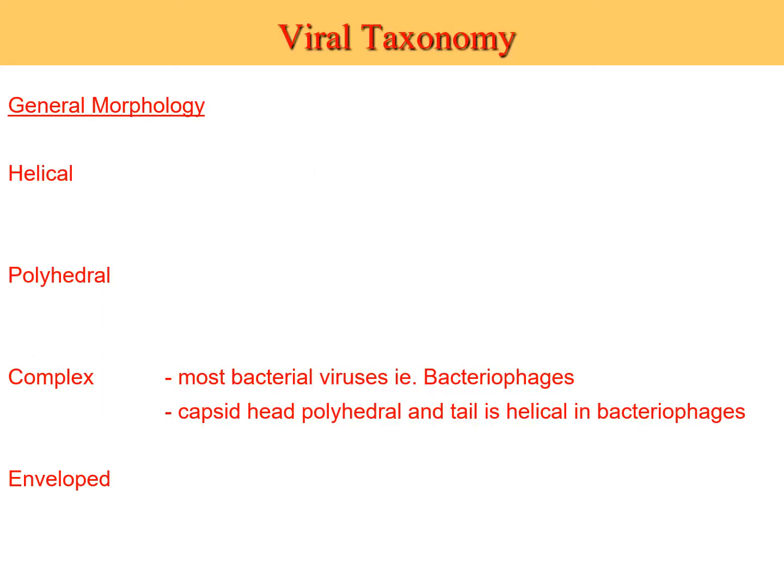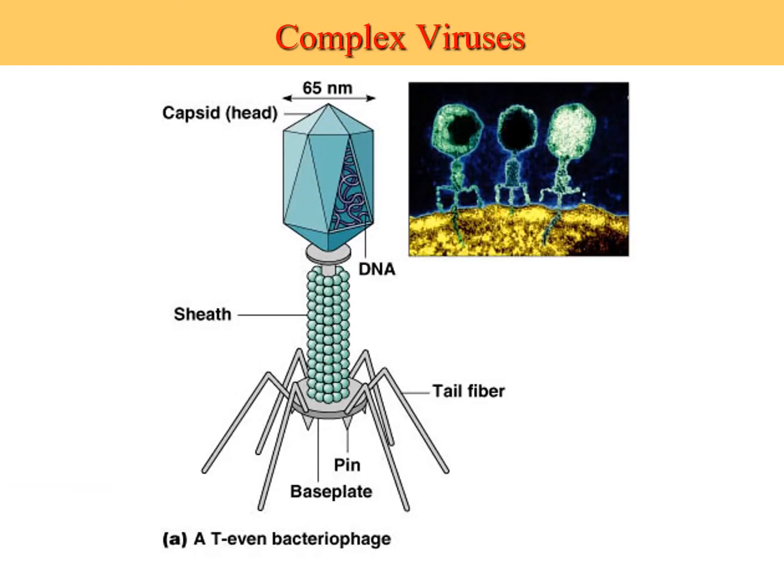Okay. The next general type of morphological shape is complex, and as I told you earlier, bacteriophages, the bacterial viruses that infect bacteria, are in fact complex. They have a polyhedral head and helical tail. So the head is polyhedral and the tail is helical, and those two form the overall capsid. And a diagram of that is shown here.